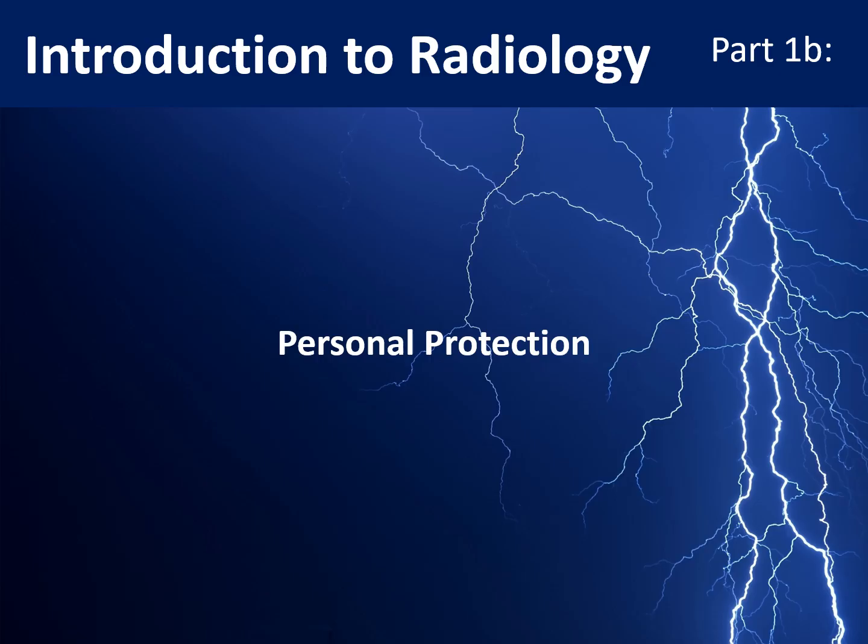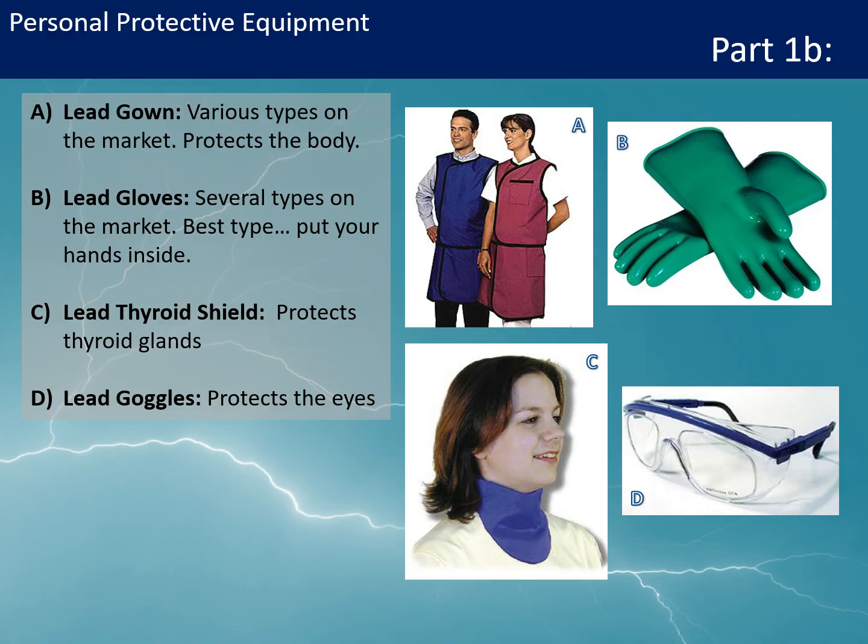Personal protection. The 4 basic parts to protecting yourself in radiology. A, the lead gown or apron. There are various types on the market. It protects the body, maybe in 1 piece, 2 pieces.